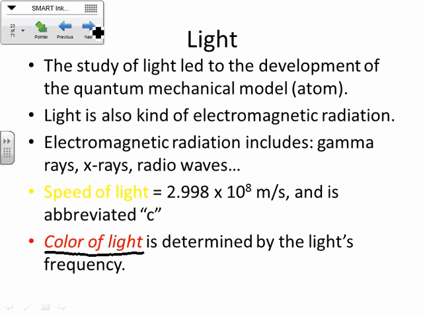Okay. So, back to this. The color of light. If you want to know the color of light, it's determined by the light's frequency. Now, when I say this, I'm talking about visible light, okay? Visible light is the only kind of light that has color.